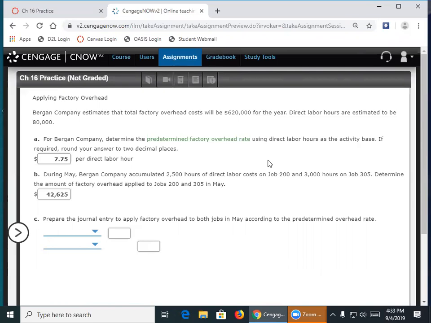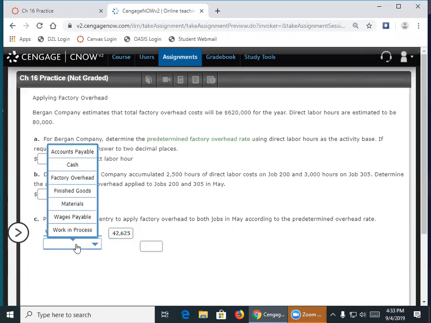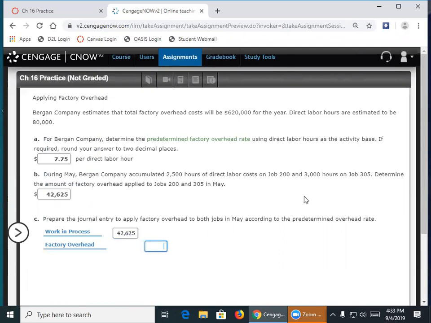And then it just says prepare the journal entry. Well, when you're using applied overhead, it always gets charged to work in process. You remember that was from chapter 15 actually. Whenever we went in from materials and then we had work in process in our inventory account, materials, labor, and overhead all got debited into work in process. So I'm just going to debit work in process at $42,625. And I'm crediting the factory overhead account. Factory overhead.